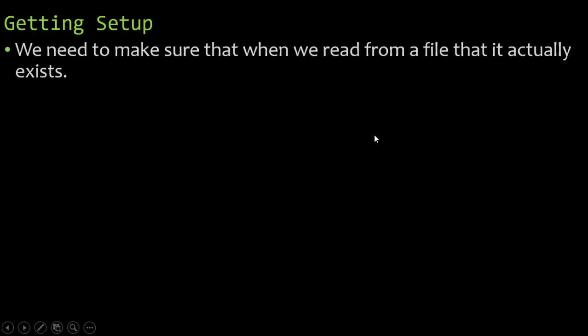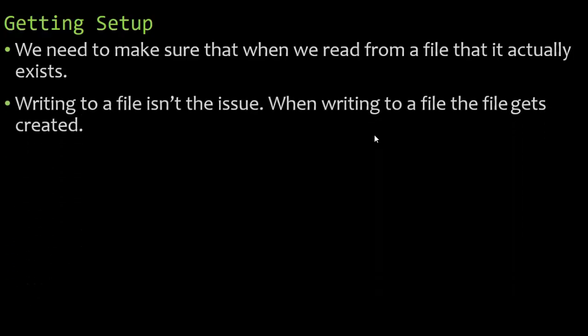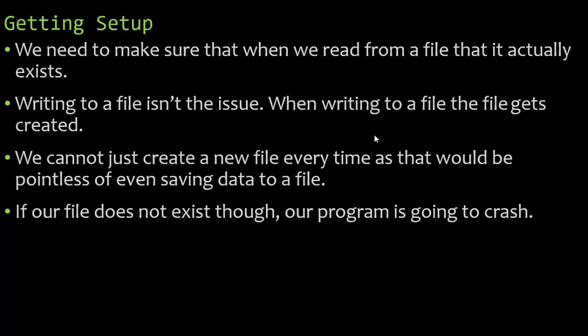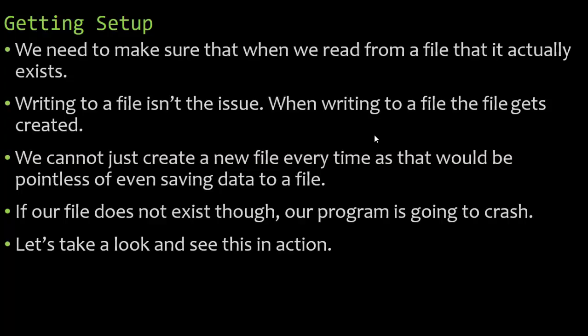Now we need to make sure that when we read from the file that it actually exists. Writing to a file isn't the issue. When writing to a file, the file is going to get created. Now we cannot just create a new file every time the program loads, as that would be pointless of even saving data to a file. If our file does not exist though, our program is going to crash. And remember, it's about understanding what is happening so we can predict those errors and fix it. So let's take a look and see how this program crashes, and more importantly, why it crashes.